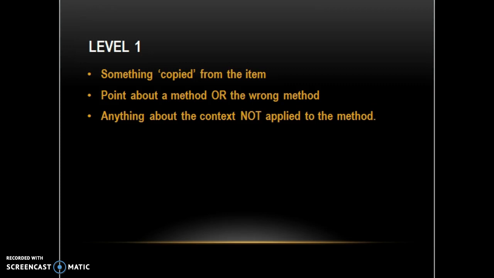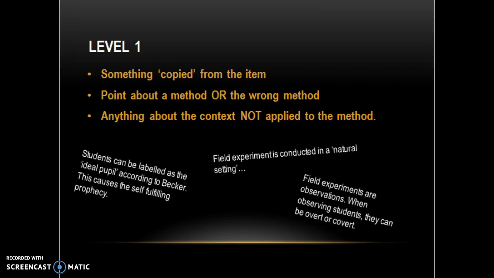So basically level 1 is something that's copied from the item. It might be a point about a method, or it might be about the wrong method, or it could be just about the context with no application whatsoever. So just to give you a couple more examples, as you can see, you've got something about labelling with no application to the method, or a quote from the item with no development, or just simply a confusion between experiments and, in this case, observation.